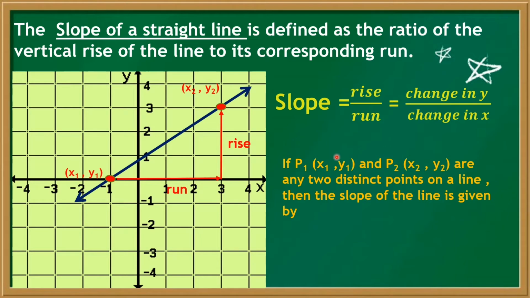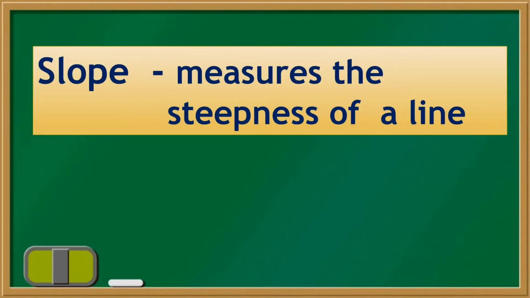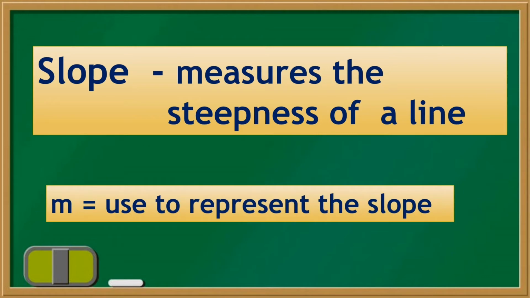If point 1 or x sub 1 y sub 1 and point 2 or x sub 2 y sub 2 are any two distinct points on a line, then the slope of the line is given by m equals y sub 2 minus y sub 1 over x sub 2 minus x sub 1, wherein x sub 1 is not equal to x sub 2. Slope measures the steepness of a line. We use the letter M to represent the slope.